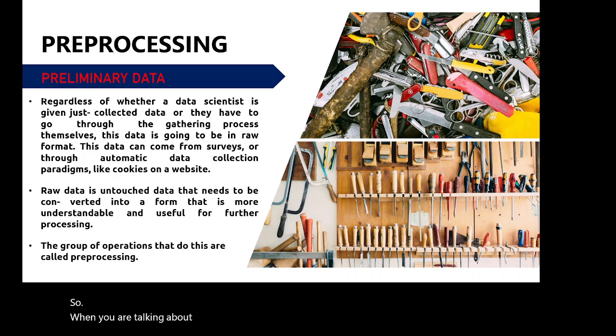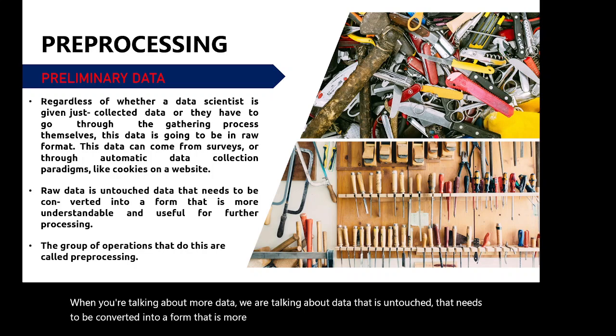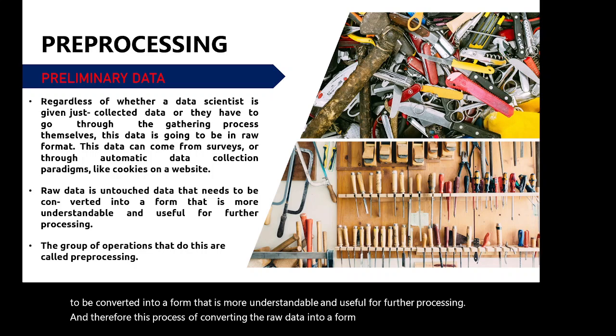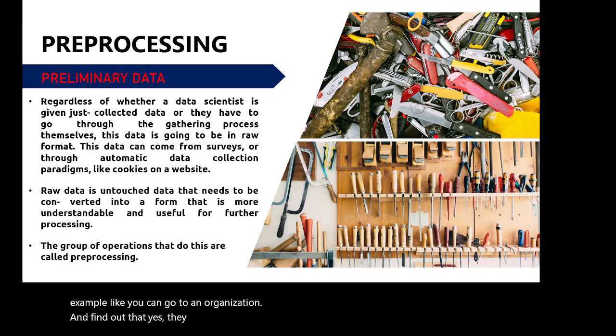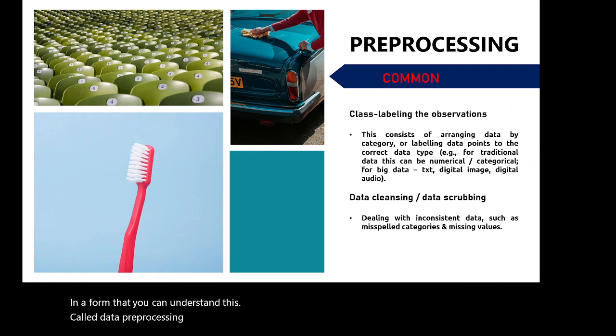When we are talking about raw data, we are talking about data that is untouched, that needs to be converted into a form that is more understandable and useful for further processing. This process of converting the raw data into such a form is what we call data pre-processing. And I think Ferran again gave an example: you can go to an organization and find that they have data, but this data is not organized. That process of putting all this data together in a form that you can understand is called data pre-processing.